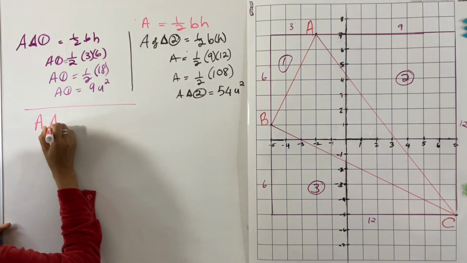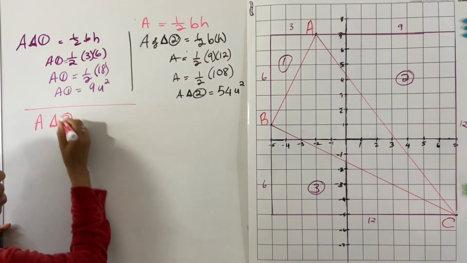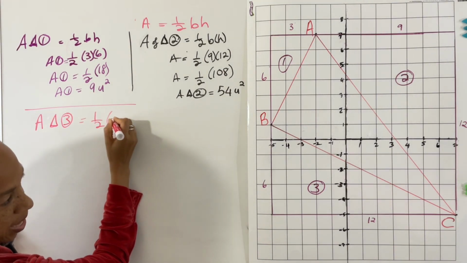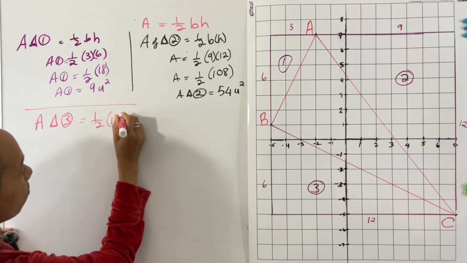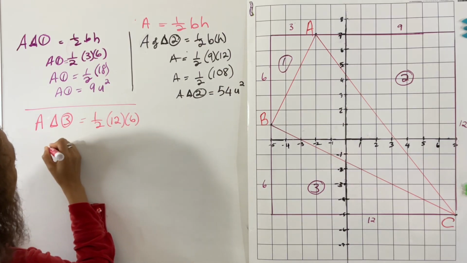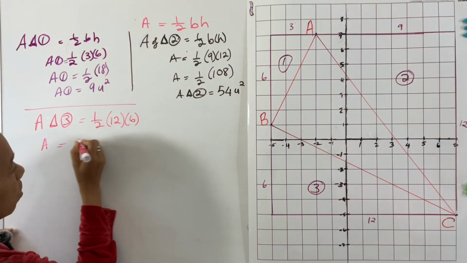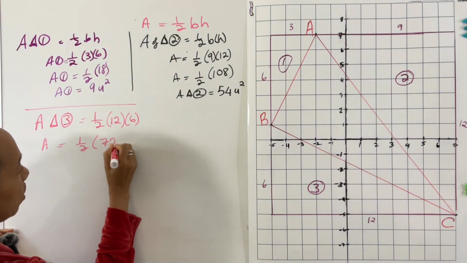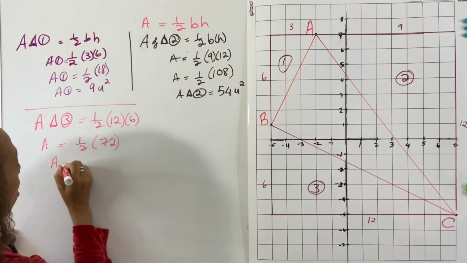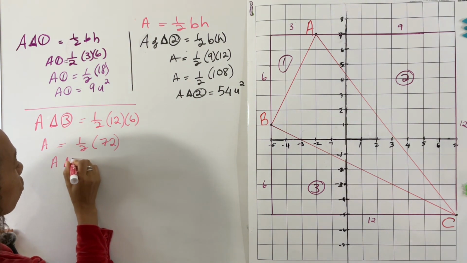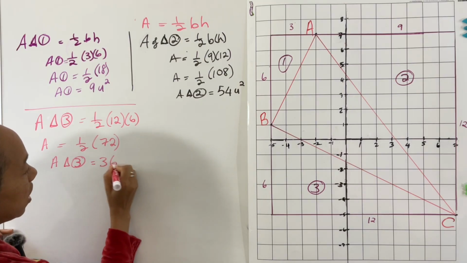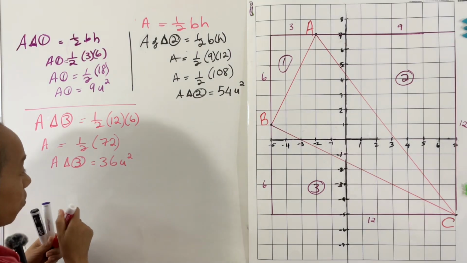Area of triangle 3, again, half base times height, so we're going to put in our base as 12 and our height as 6. So area is equal to half of 6 times 12, which is 72, and the area of triangle 3 is going to be 36 u squared. So we're not done.